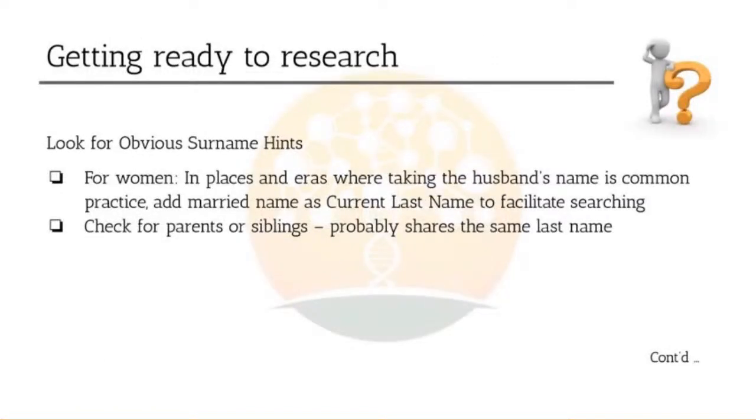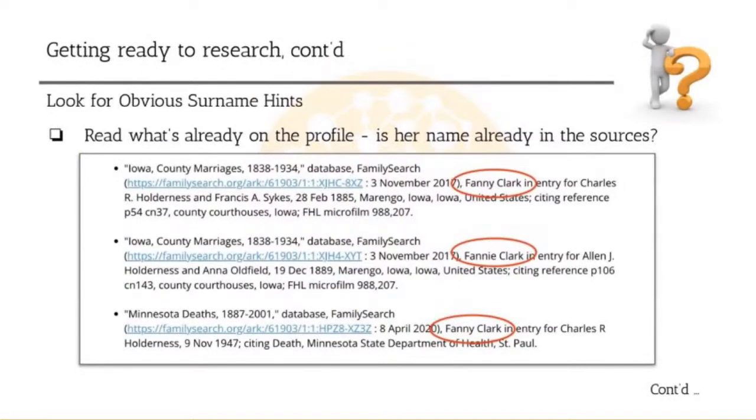So we're getting ready to solve an unknown. We're getting ready to research. We want to look for obvious surname hints. So if you are in an era where women commonly took their husband's name at the time of marriage, you want to add that. You need to know the culture you're working in to know whether that's the case. You also want to look for parents or siblings and see who is listed there that might share the same surname. Obvious surname hints.